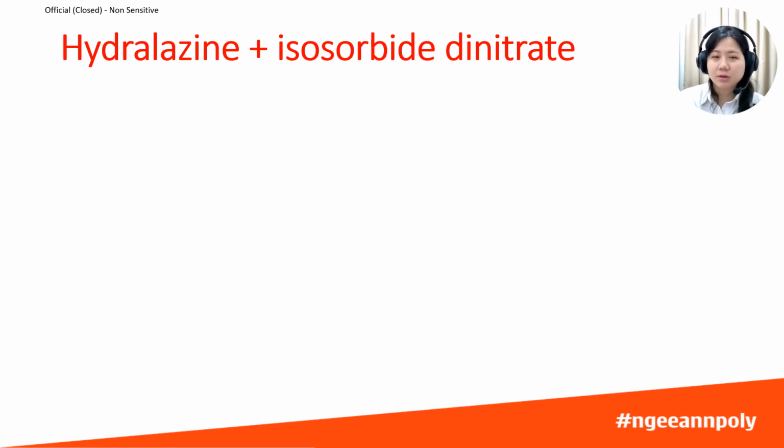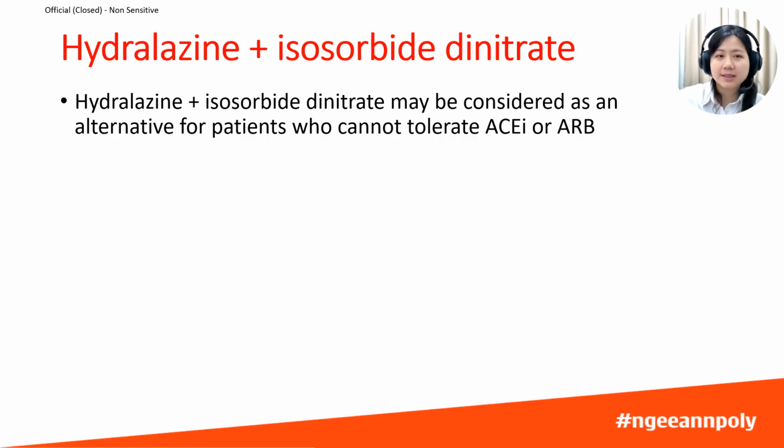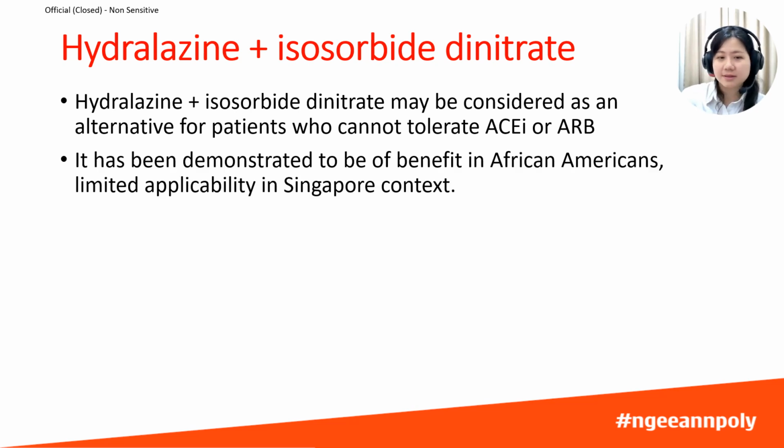Hydralazine and isosorbide dinitrate is not used as a first-line treatment, but it can be considered as an alternative for patients who cannot tolerate ACE inhibitors or ARBs. It has been demonstrated to be of benefit in African Americans, but it has limited applicability in the Singapore context.